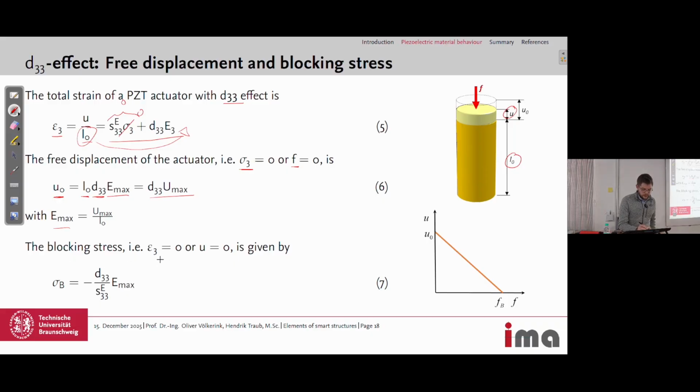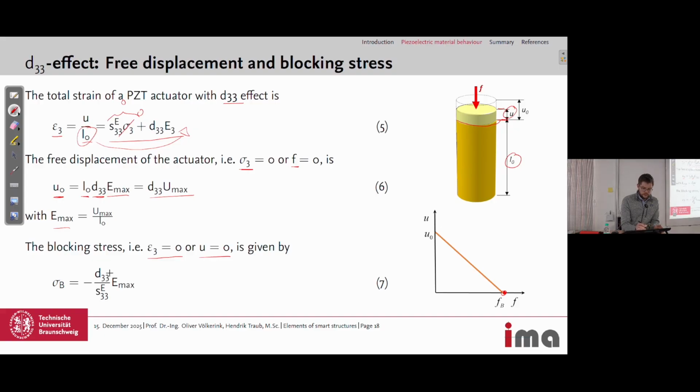And we can do the same for the blocking stress. Then we say that epsilon 3 is 0, therefore u is 0. So we have no elongation here. We are at the initial length again because we push it back. So we are in the work diagram at this point.